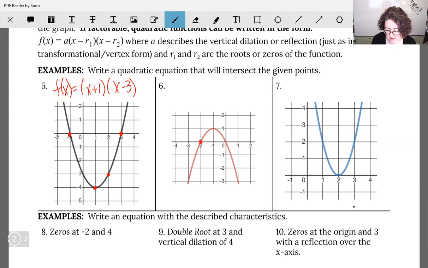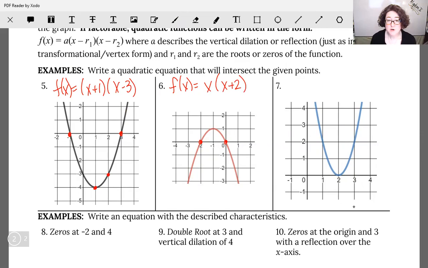Number 6, if all I'm focusing on is the -2 and the 0 as my factors, well, if 0 is a factor, x minus 0, do we really need to write that? No, we can just write x. And then we have the -2, so x minus a -2.